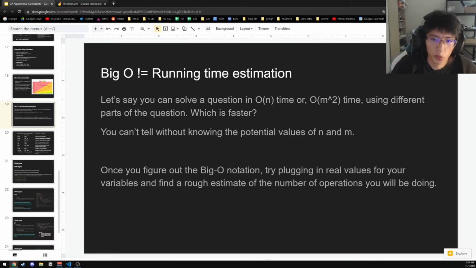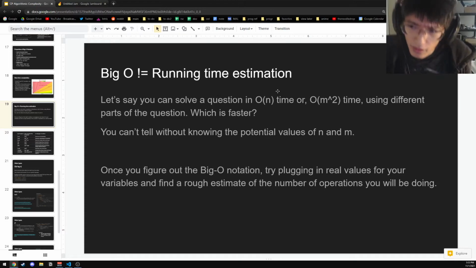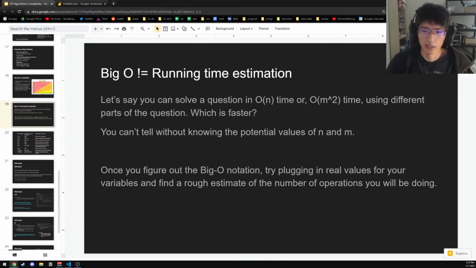And another thing to watch out for is that big O is not necessarily a running time estimation. So let's say you can solve a question in order of n time, or maybe m squared time, using different variables, using different parts of the question. You can't really say that order of n time is better than m squared in a vacuum. You can't tell without knowing the ranges of n and the ranges of m. So like linear isn't always better than quadratic time. It just depends on how large the variables go to and things like that.